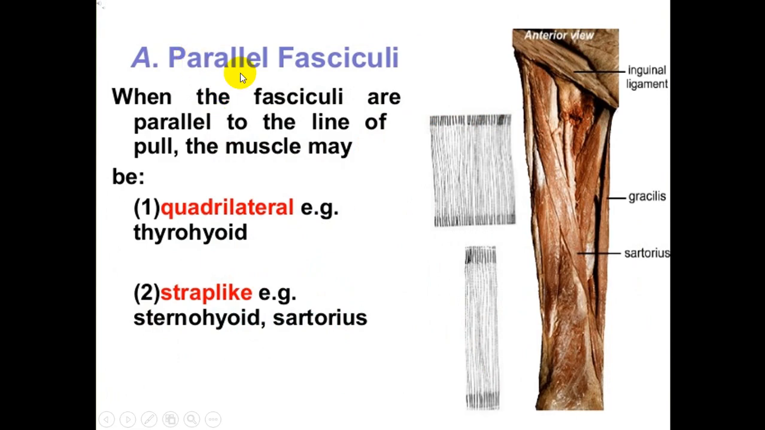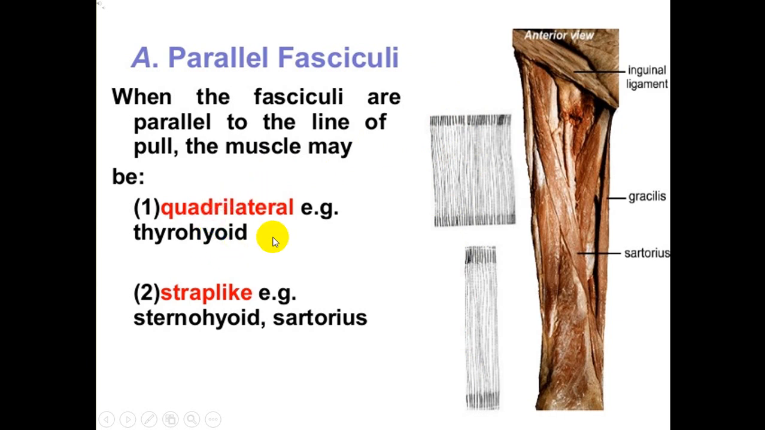The first category is the skeletal muscles with the parallel arrangement of muscle fibers, and the line of pull is parallel to the arrangement of muscle cells. Now they have maximum range of mobility as the muscles can contract and shorten and produce too much movement, but they are also comparatively less powerful muscles. These muscles are further divided into following categories.